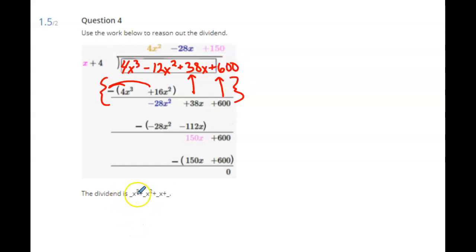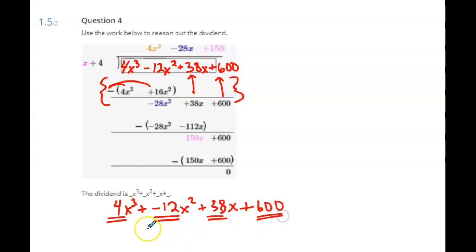And so our coefficients for the dividend, we would have a 4x cubed, the coefficient there was 4, then a negative 12x squared, so the coefficient there was negative 12, then 38 is the coefficient on the linear term, and the constant of 600. So you would have entered a 4, a negative 12, a 38, and a 600.